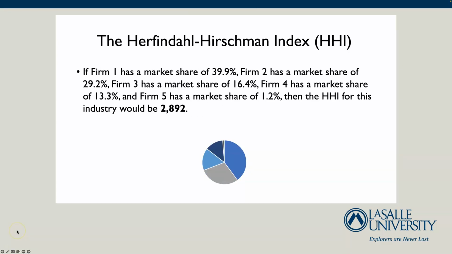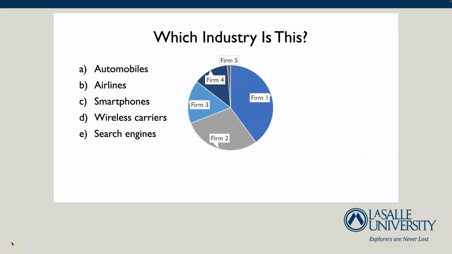Here's a practical example using 5 firms. If firm 1 has a market share of 39.9%, firm 2 has a market share of 29.2%, firm 3 has a market share of 16.4%, firm 4 has a market share of 13.3%, and firm 5 has a market share of 1.2%, then the HHI for this industry would be 2,892. But then the question is, which mystery industry is this?